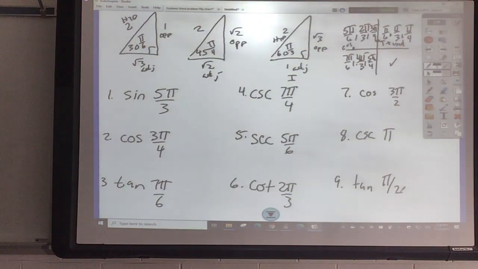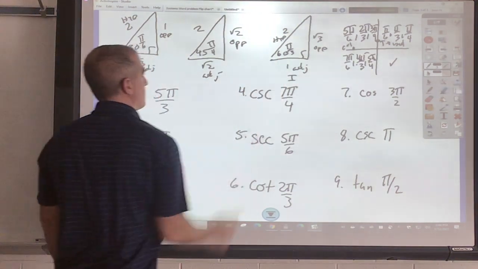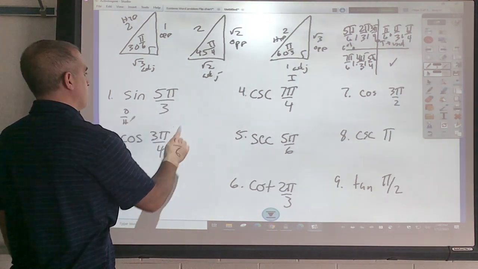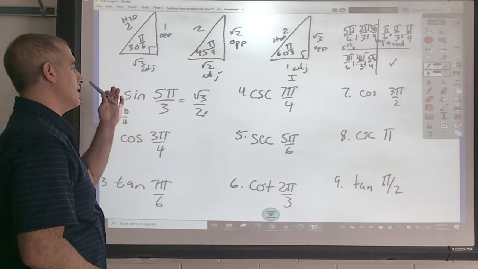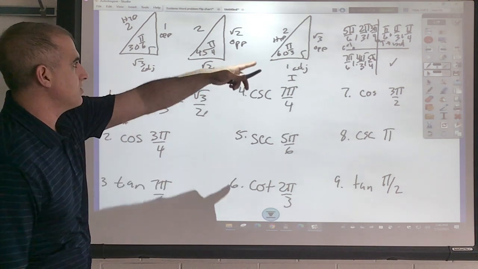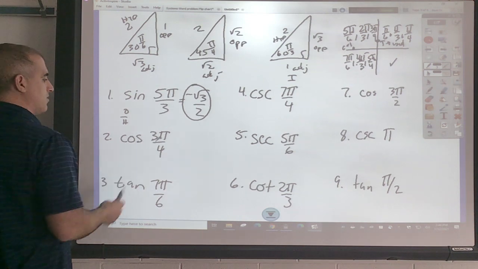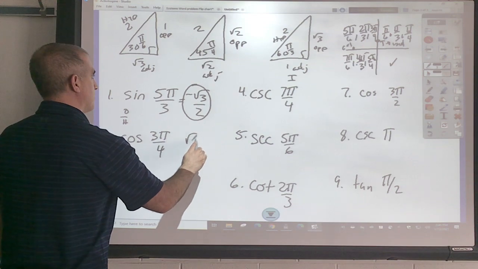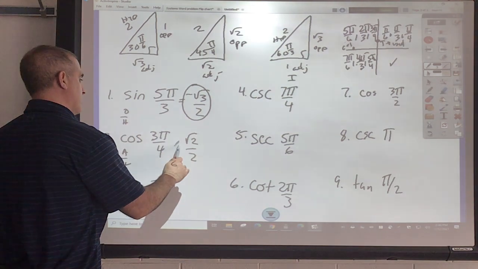Okay, go ahead and unpause. Okay, sine of 5 pi over 3. I automatically know it's going to be that one. So O over H, for that one would be square root of 3 over 2. What quadrant is it in? Well, the difference isn't 1, so it only goes in one time, so it's in quadrant 4, so that's going to make that negative. Cosine of 3 pi over 4 is going to trace back to this, so A over H, so square root of 2 over 2. That is in quadrant 2, which would make that negative.